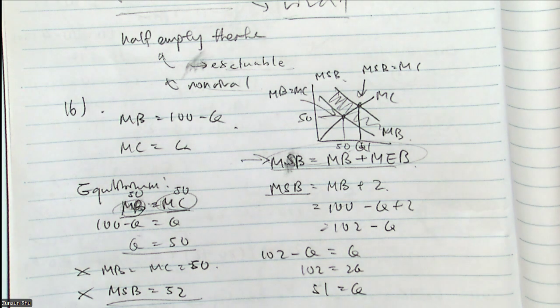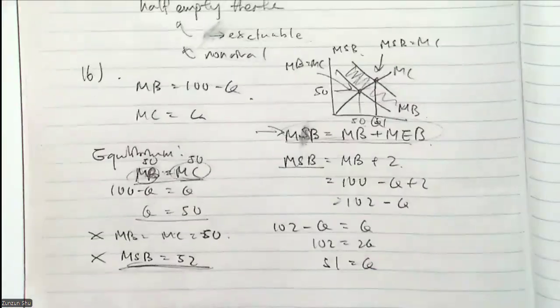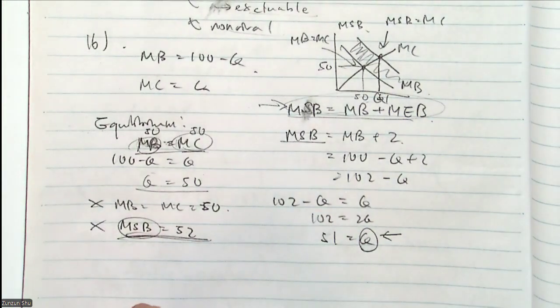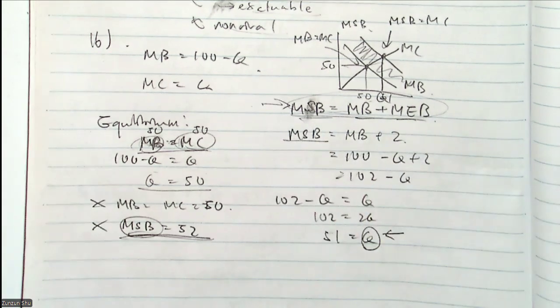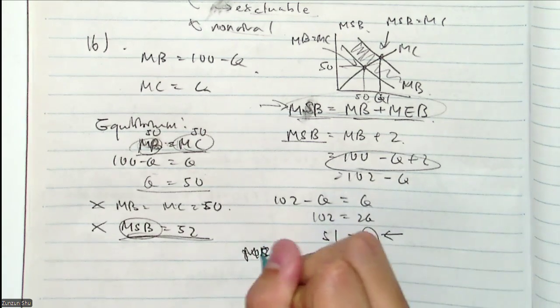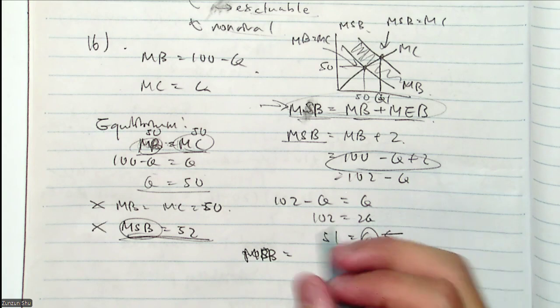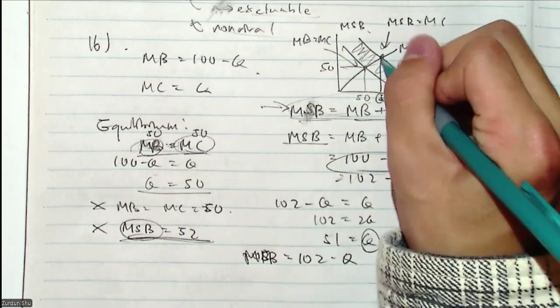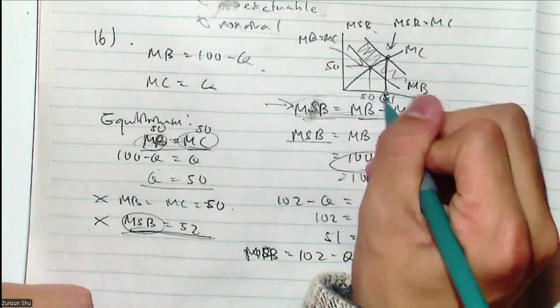Actually, hold on. Did I explain this one? Oh, okay, I see. So no, I think this actually is correct. I'm sorry. In this one we're trying to find Q. This one we're trying to find MSB. Now, if we do use MSB equals MB plus MEB, that's going to be 102 minus Q, and our Q at this point is 51.